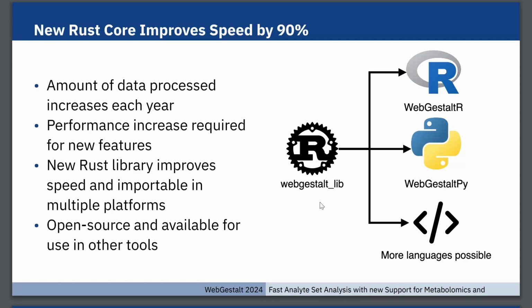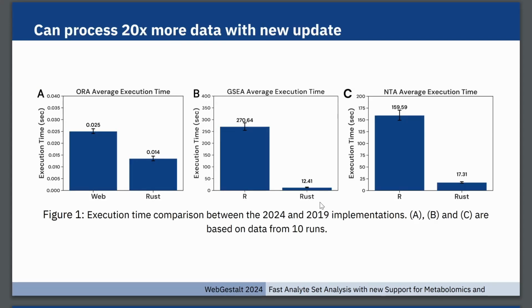But overall, we found that the performance increased by like 90%, which allows us to process 20 times more data than we could in the previous update. Overrepresentation analysis is usually very quick. Even in the old version, it took milliseconds to run. But gene set enrichment analysis is very computationally expensive, as you have 1,000 different permutations you have to calculate through. So that took almost 5 minutes to run, and now we get that down to 12 seconds. And this allows us to run a lot more samples all at the same time.